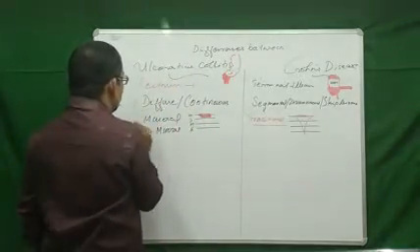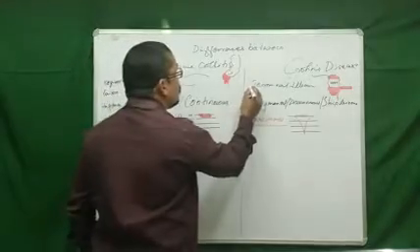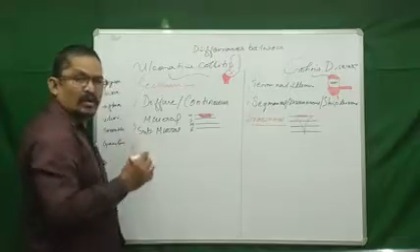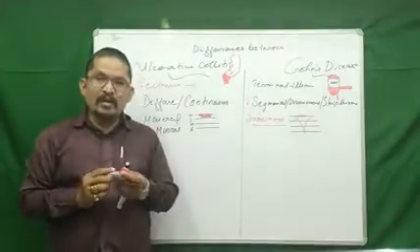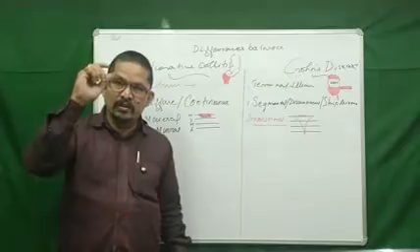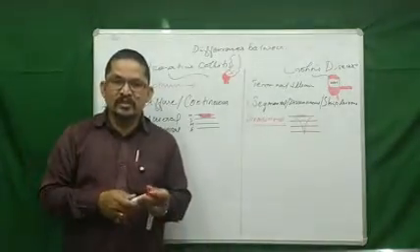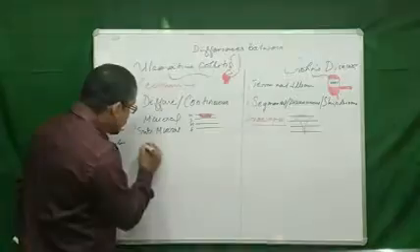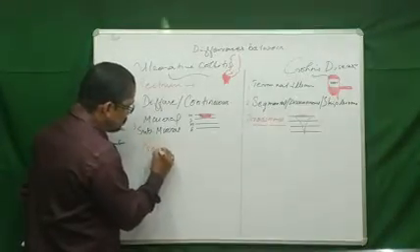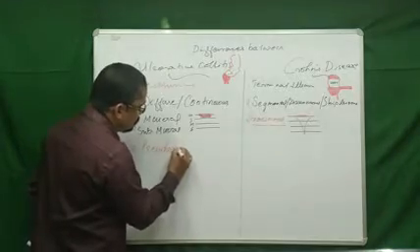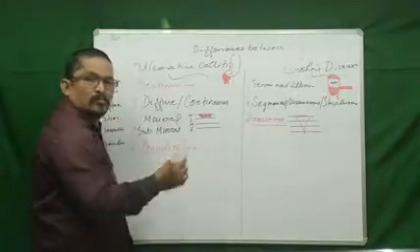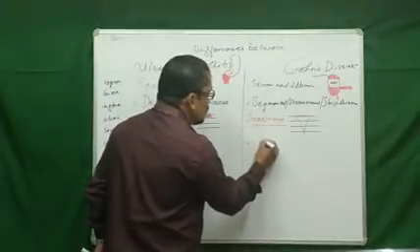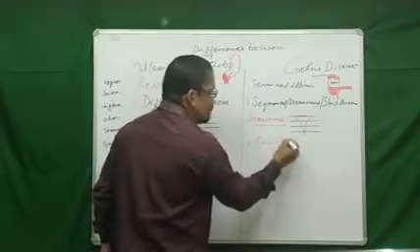Number 1, number 2, number 3. Next, on examination by endoscopy or colonoscopy, pseudopolyps are common in ulcerative colitis. Pseudopolyps. But in Crohn's disease, they are very rarely present.